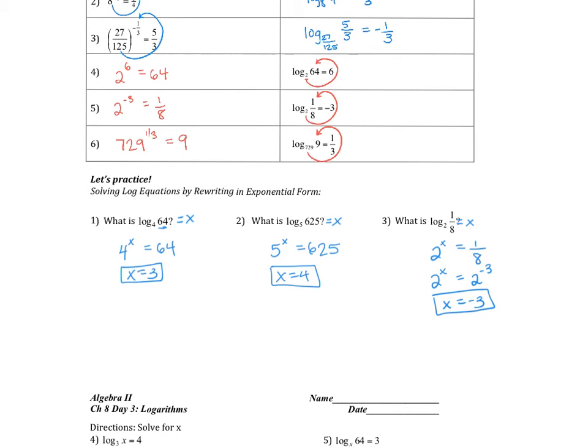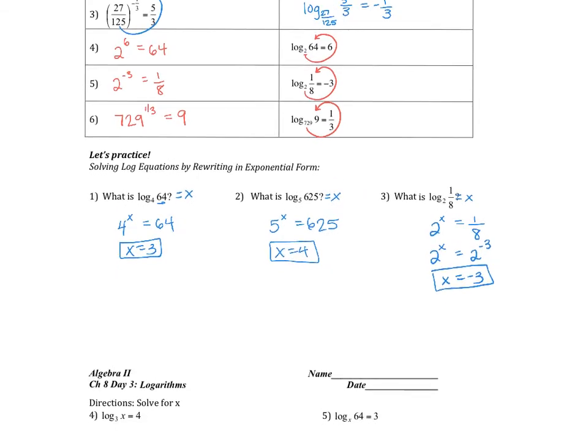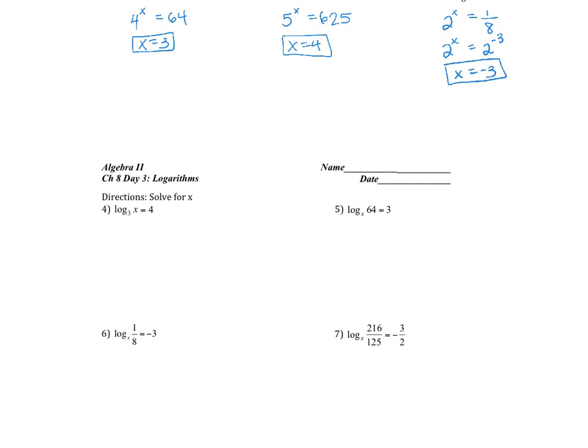Okay, so in questions 1, 2, and 3, we were solving for the exponent, okay? We knew the base and our argument. We wanted to figure out what our base would need to be raised to get that answer, or that argument, okay? So let's keep going with number 4 and 5. So in number 4, we are solving for the argument. We have the base and the exponent. So if it helps you, start with that base.